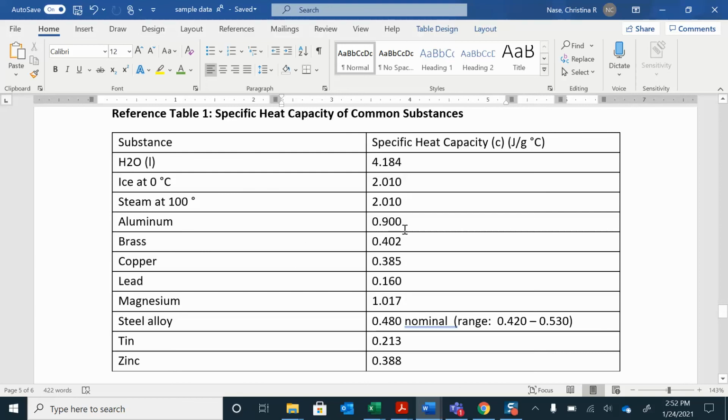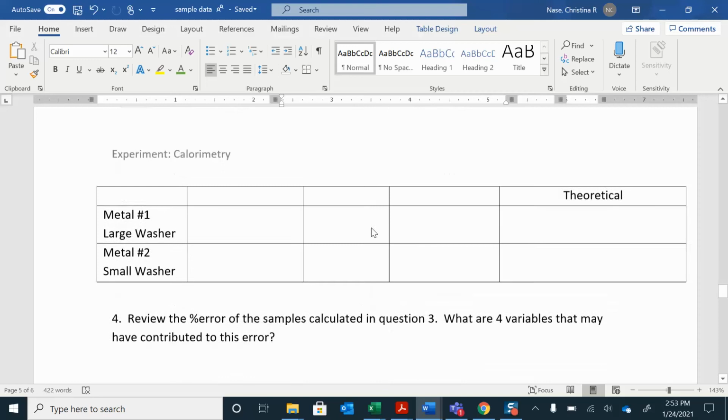So I had 0.898, so the closest I would have here was aluminum. Aluminum's 0.9, I got 0.898. All right, so identify your unknown. And then make sure you write that in your abstract and in your conclusions, what you identified the unknown washers to be made of.